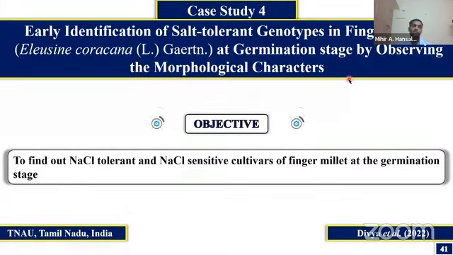The fourth is the early identification of salt tolerant genotypes in finger millet at the germination stage by observing the morphological characters, conducted by Divya and her co-workers in 2022. The objective of this case study is to find out NaCl tolerant and NaCl sensitive cultivars of finger millet at the germination stage, conducted at TNAU, Tamil Nadu, India.